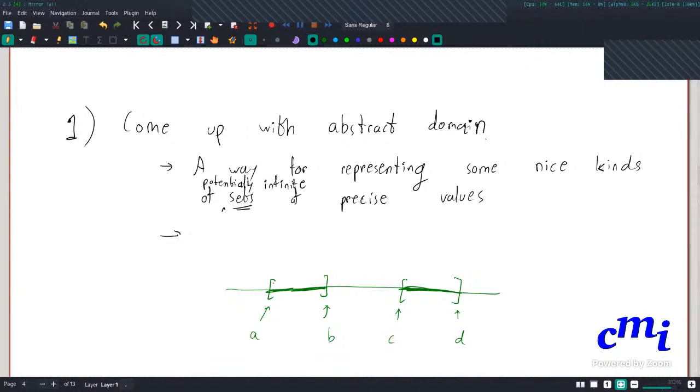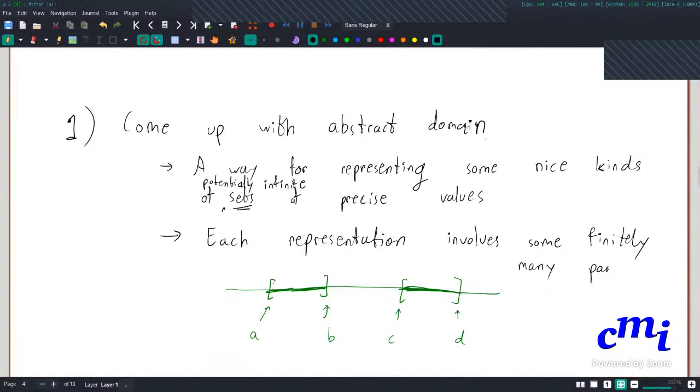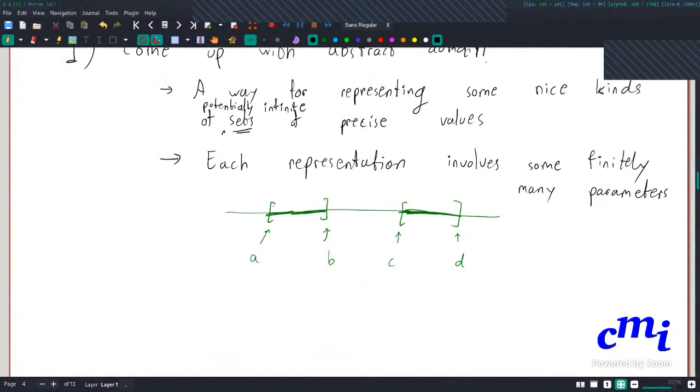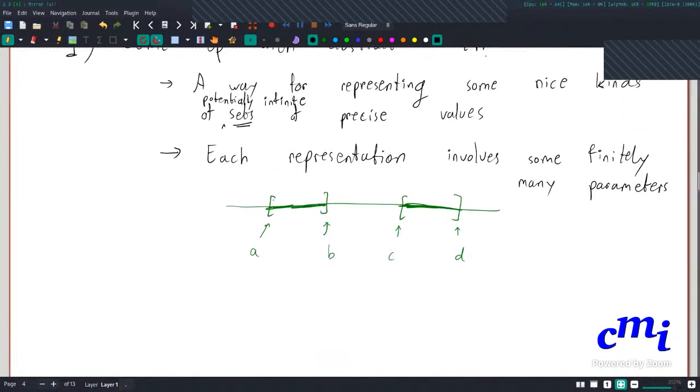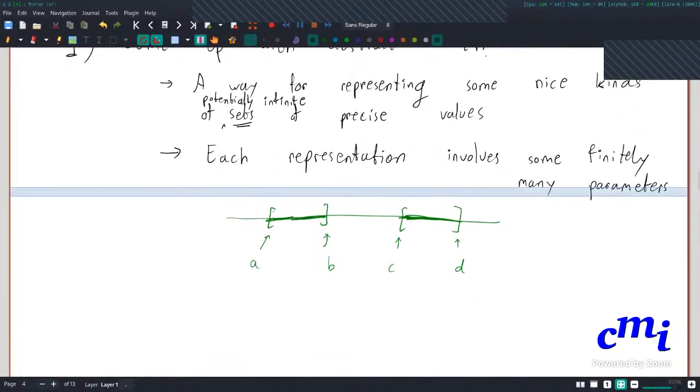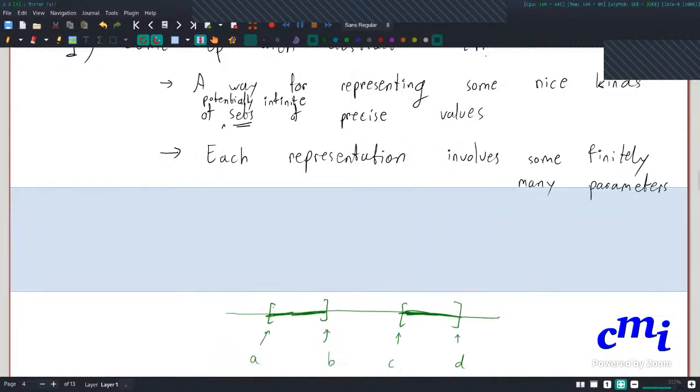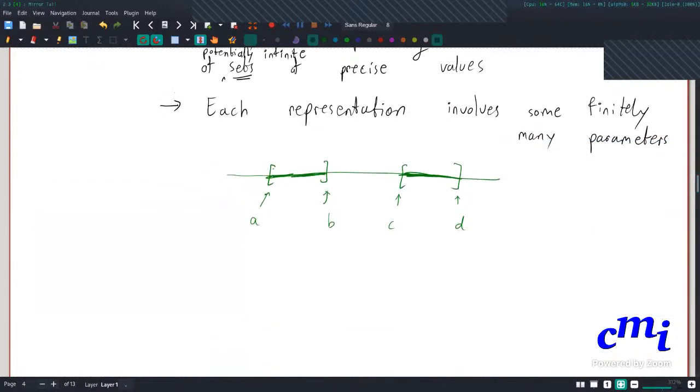But each representation involves some finitely many parameters. Okay. So this is what your abstract domain is going to be like.